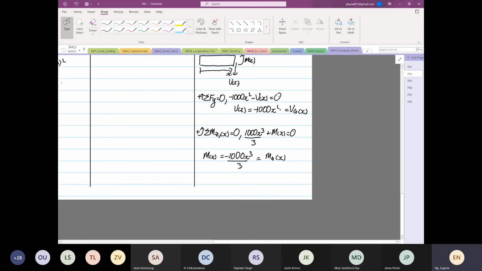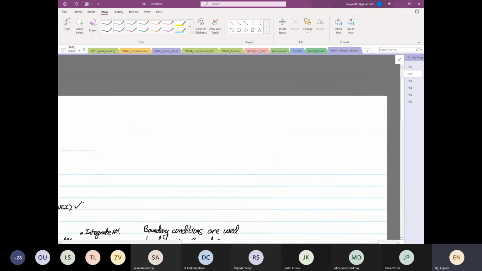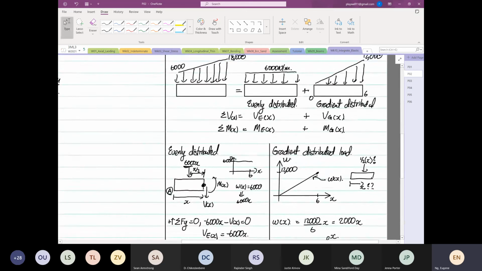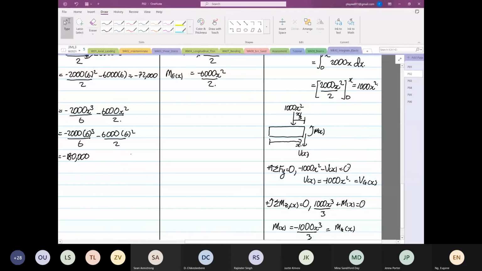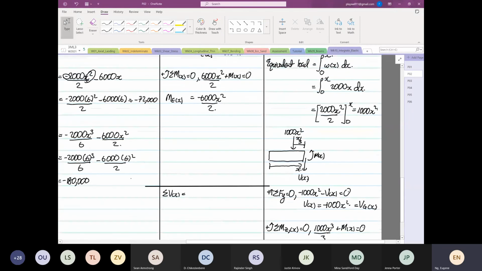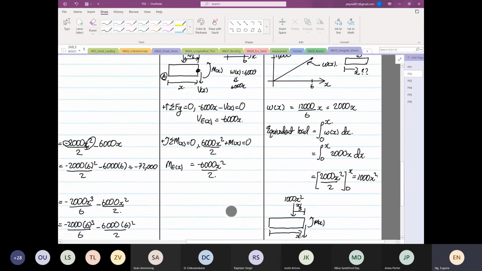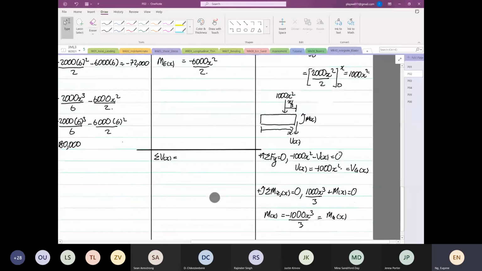So now we put all of them together. I'm just going to put all of them together down here to save space. So the first term, our V is equal to minus 6,000x, and the other one is minus 1,000 x squared.